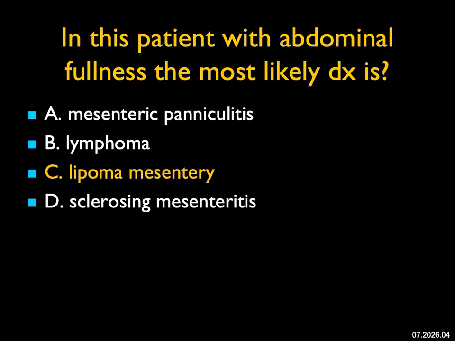Now, again, as I mentioned, when you see a fatty mass, the most common retroperitoneal malignancy is a liposarcoma. So if you said to me, I didn't give you any choices, what's a possibility? I would say lipoma, but I would want to make certain I wasn't dealing with a liposarcoma.